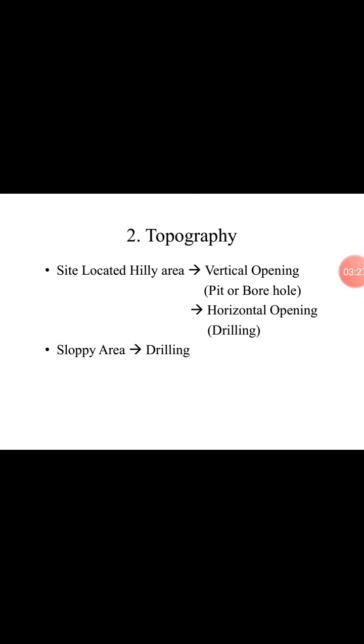Now second is topography. The second factor affecting is topography, such as a site located in a hilly area and a site located in a sloping area. In a hilly area, vertical opening means pit or borehole, where vertical drilling is done. And for a horizontal opening, horizontal drilling is compulsory to collect the sample. And in a sloping area, drilling is compulsory.